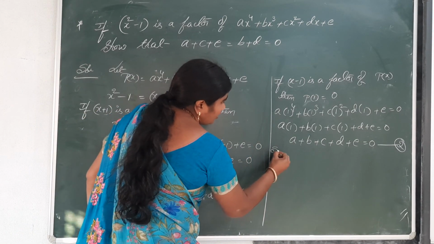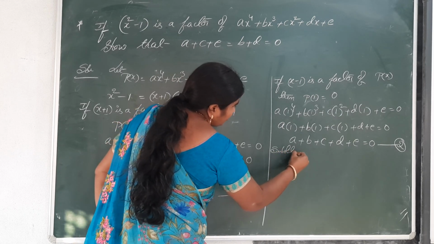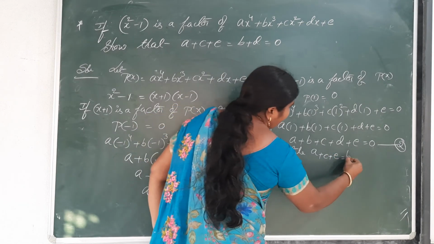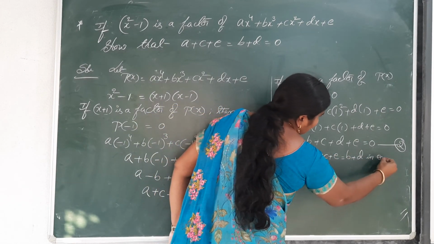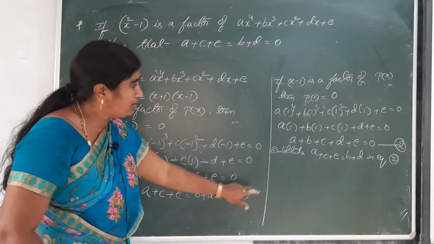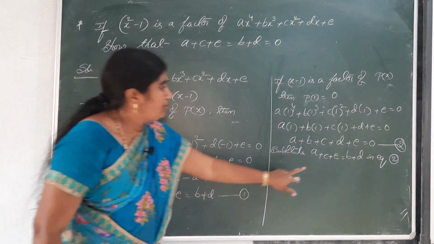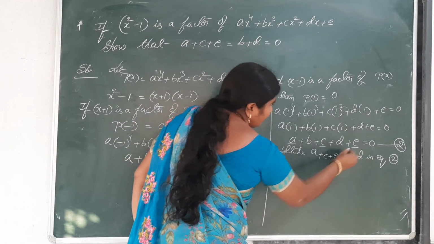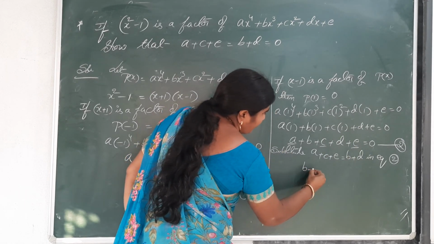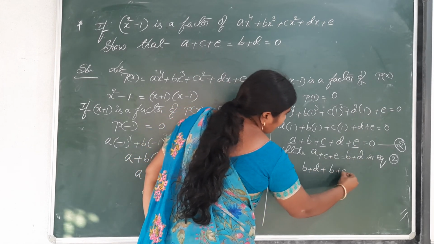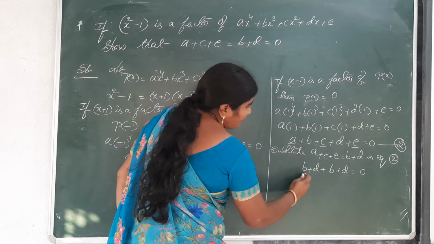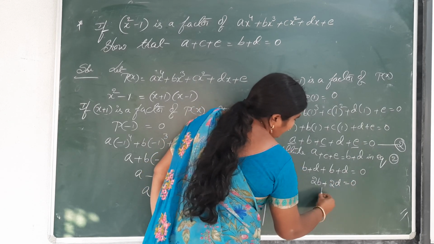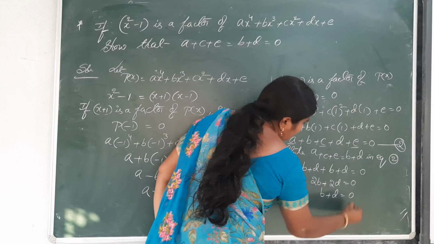Substitute a plus c plus e equal to b plus d in equation 2. Then b plus d plus b plus d equal to 0. b plus b is 2b, so 2b plus 2d equal to 0, then b plus d equal to 0.